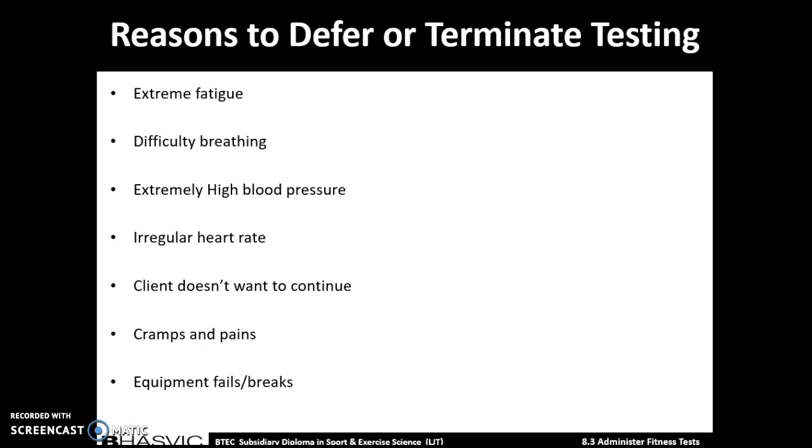something dangerous going on. If the client doesn't want to continue, they have the right to stop doing the test. If the client has cramps and pains, they can stop. Or if the equipment fails and breaks, because if you carry on using equipment that's broken or is faulty, it can mean the client becomes injured, and it can lead to legal consequences, and also the client sustaining damage.